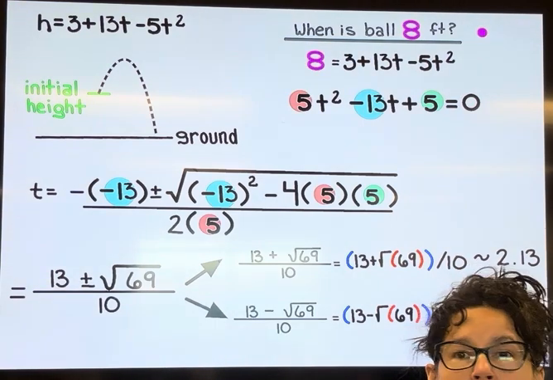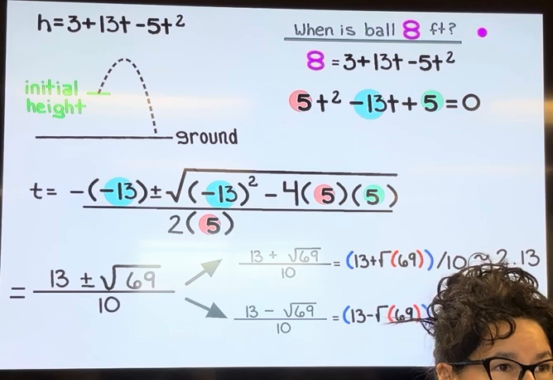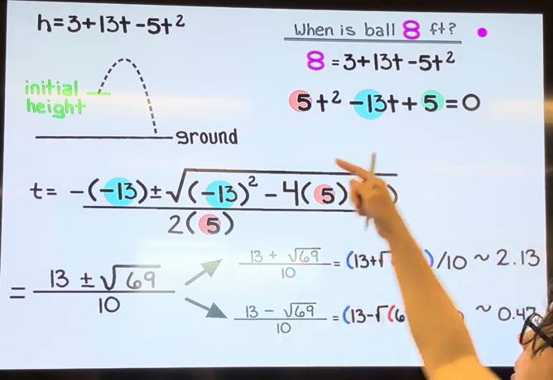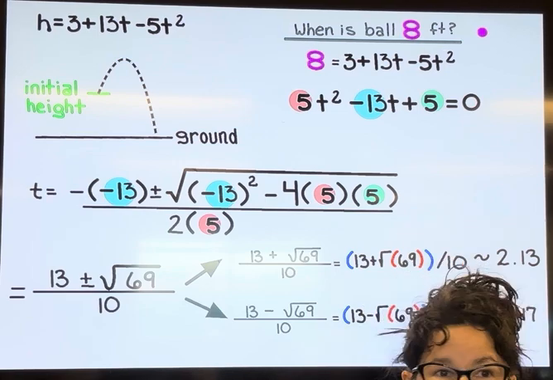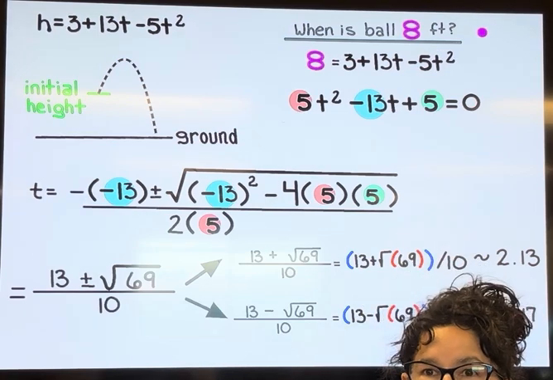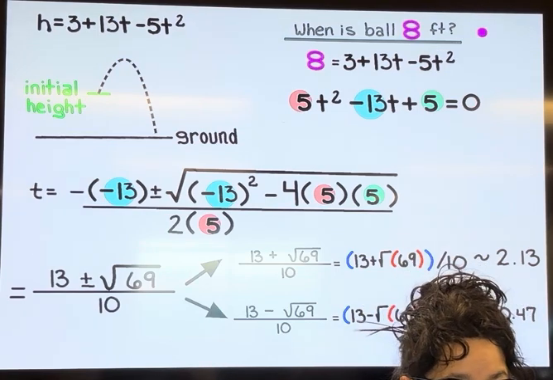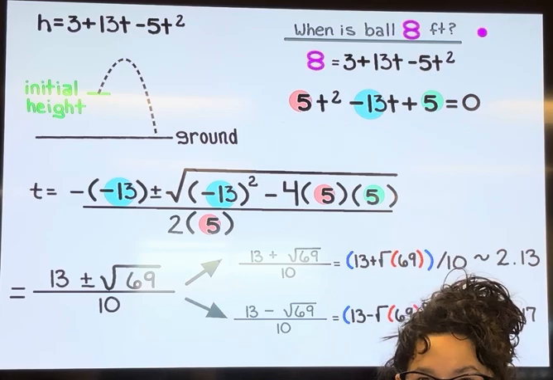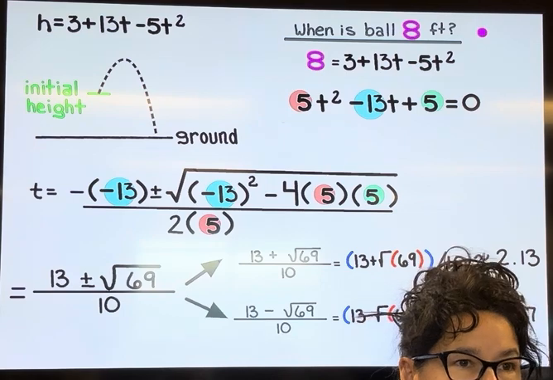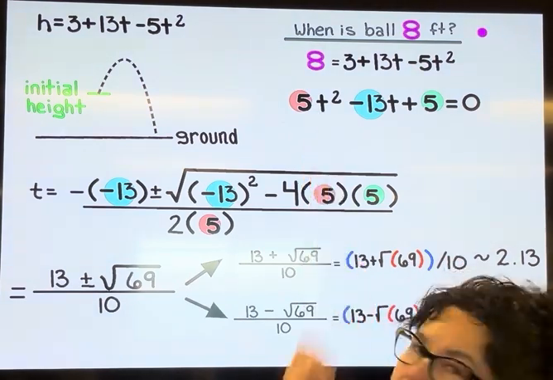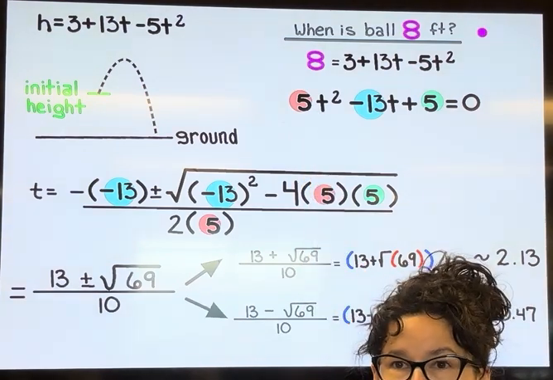Okay, a couple follow-up items so that we don't have to do a million examples. If it says, when does the ball hit the ground? instead of, when is the ball at 8 feet? Well, if you want to know when the ball hits the ground, think about what's the height of the ball when it's on the ground. 0, right? So then that would tell me to replace the 8 with a 0 for the height of the ball.